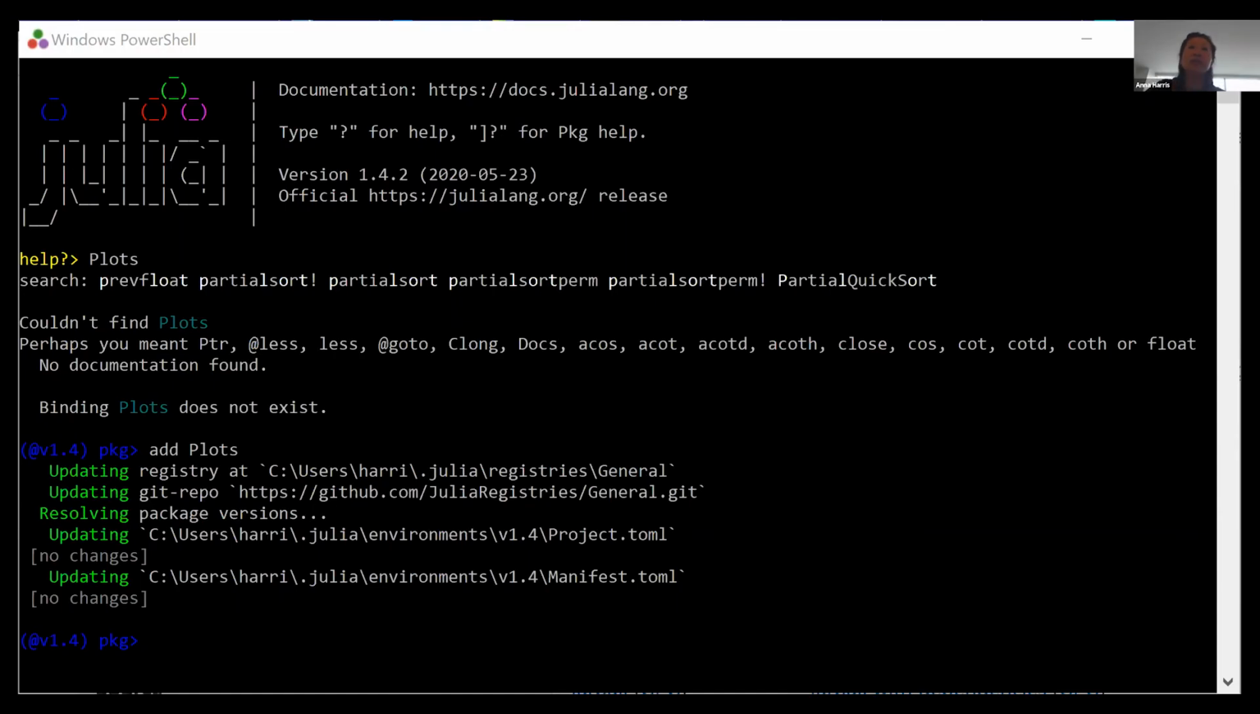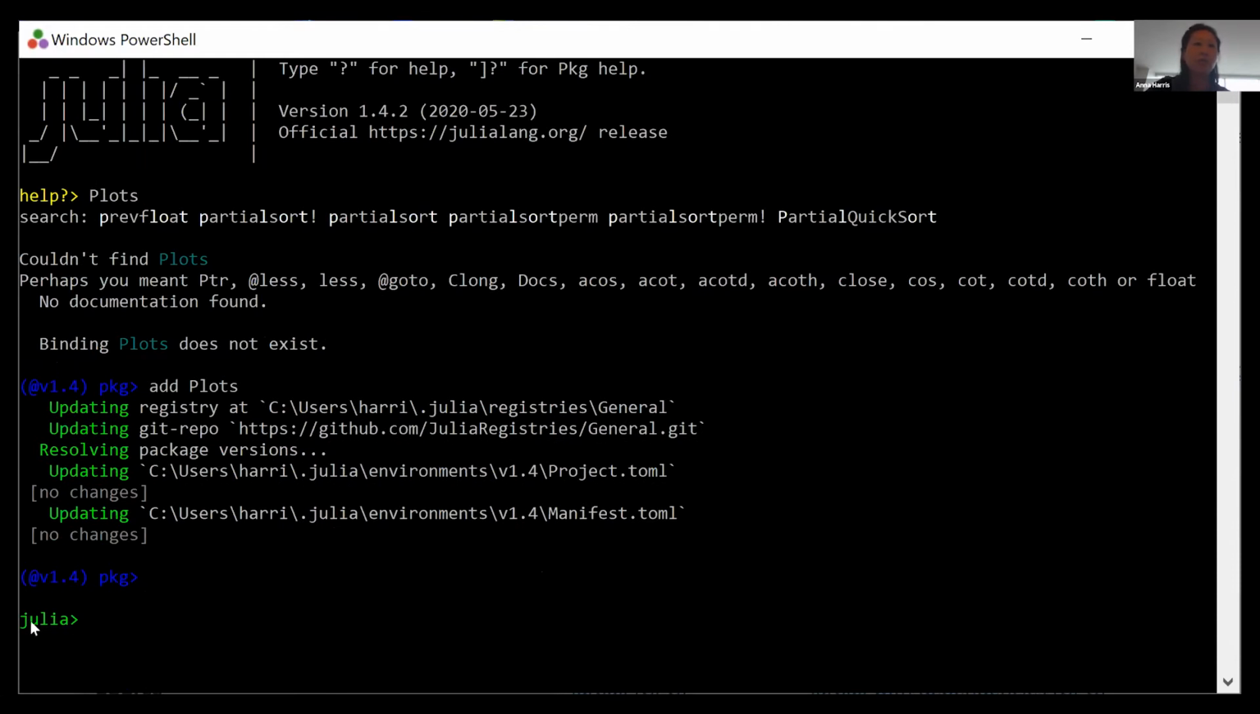So I want you to do this. The bracket, okay? Press bracket on here. Let me show right here. Do you see this Julia? You see green writing that says Julia at that place. I want you to press bracket. It will change that into blue color. Okay. Now I want you to type add capital P L O T S, plots, because I want to use the plots library.